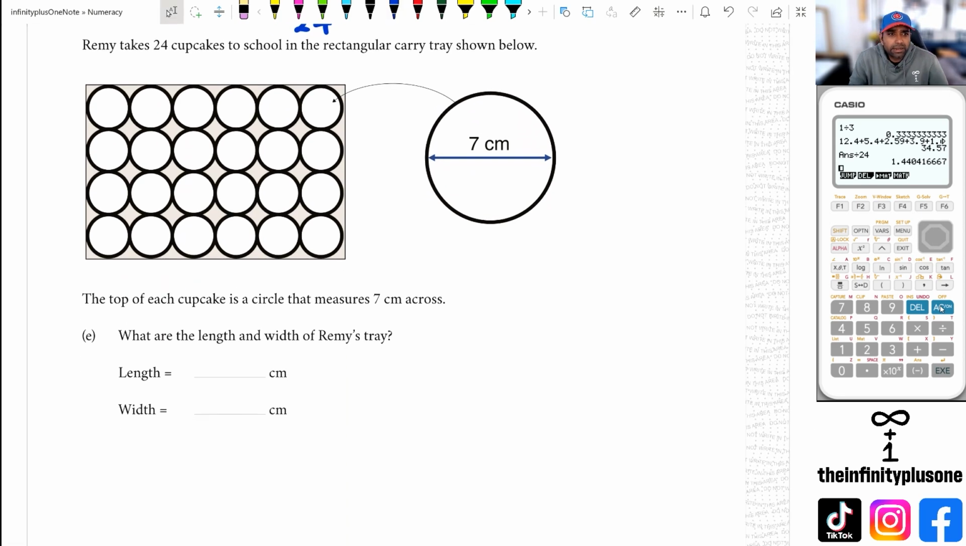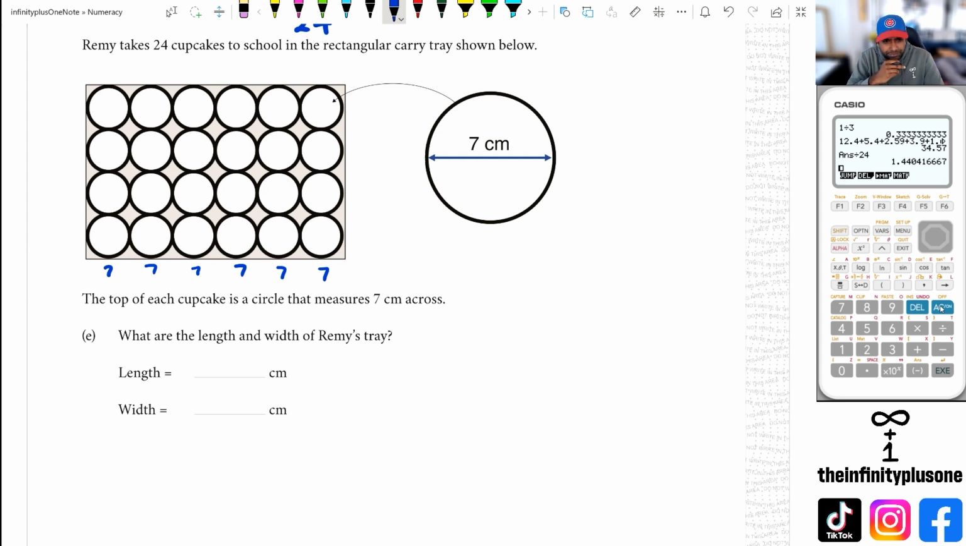All right, so we've got Remy takes 24 cupcakes to school in a rectangular tray. 7 centimeters is the diameter for each cupcake. What are the length and the width of Remy's tray? So we've got 7, 7, 7, 7, 7, 7. I guess, you can kind of say this is the length and width. It doesn't really matter because it's a rectangle.